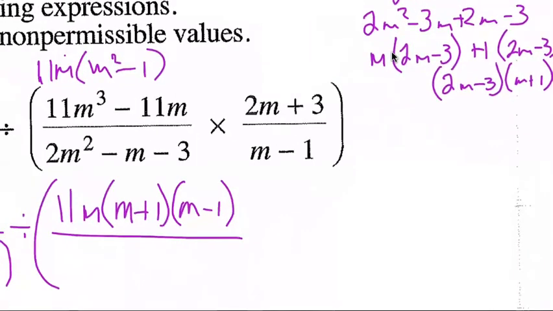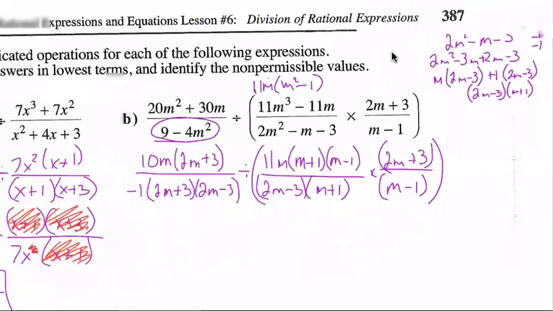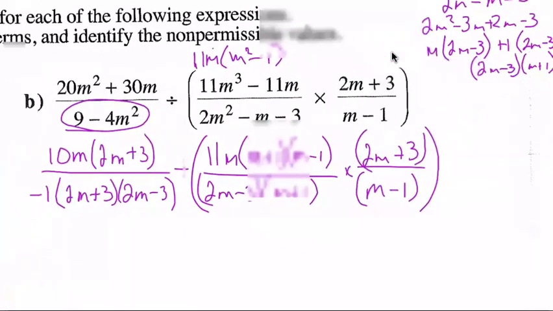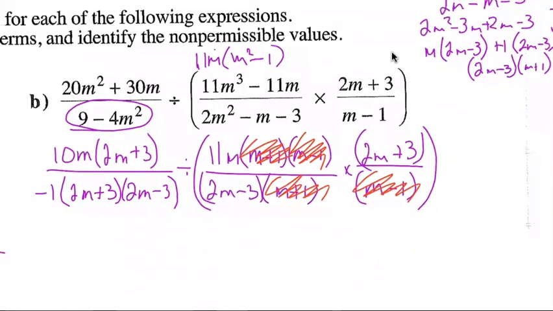This is going to factor to 2m minus 3, m plus 1, times 2m plus 3 over m minus 1. Whew. Simplifying the big bracket, I'm going to cancel almost nothing. M minus 1, m minus 1, m plus 1, m plus 1. Oh, more than nothing. And that looks to be about it.